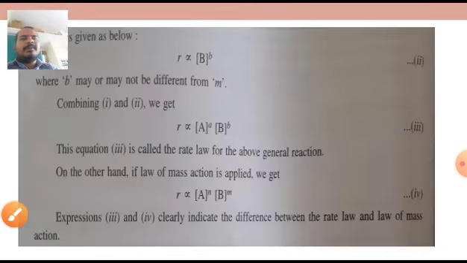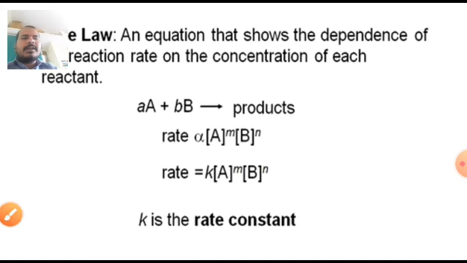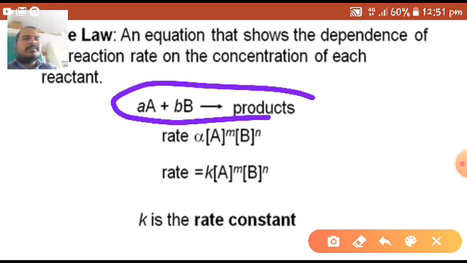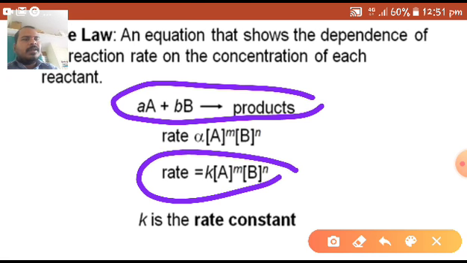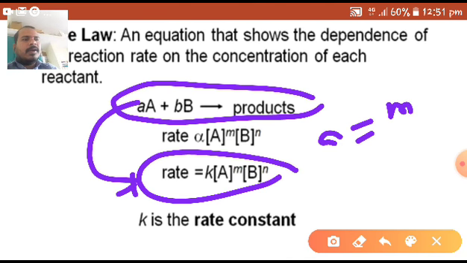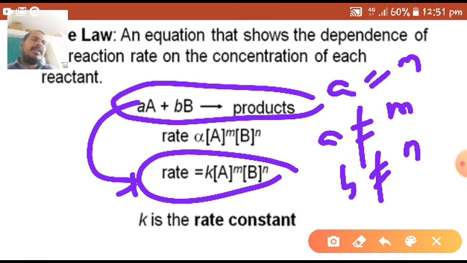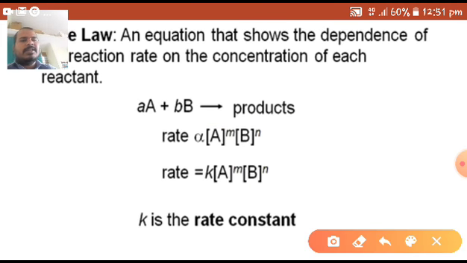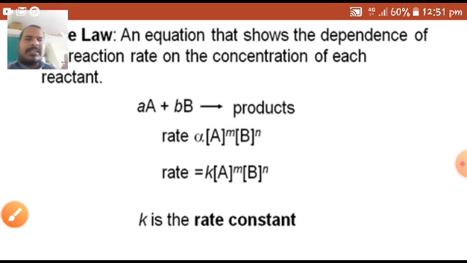This is about rate law. Simply, this is the equation: the rate law. Here a may or may not be equal to n, and b may or may not be equal to m. And here k is the rate constant. For single step reactions, rate law and law of mass action are the same. For complex reactions, they are different. This is about rate law.